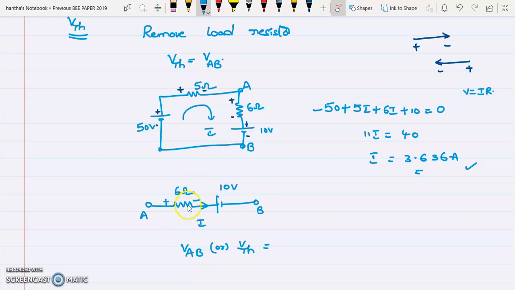So what is the voltage drop across the 6 ohm? 6 into I. V is equal to I into R. Current is I and resistance value is 6. So 6I. Next, plus, what is the voltage value? It is already there. It is 10. 6I plus 10. So current value, we know that is 3.66 plus 10. This will give you the voltage 31.81 volts.